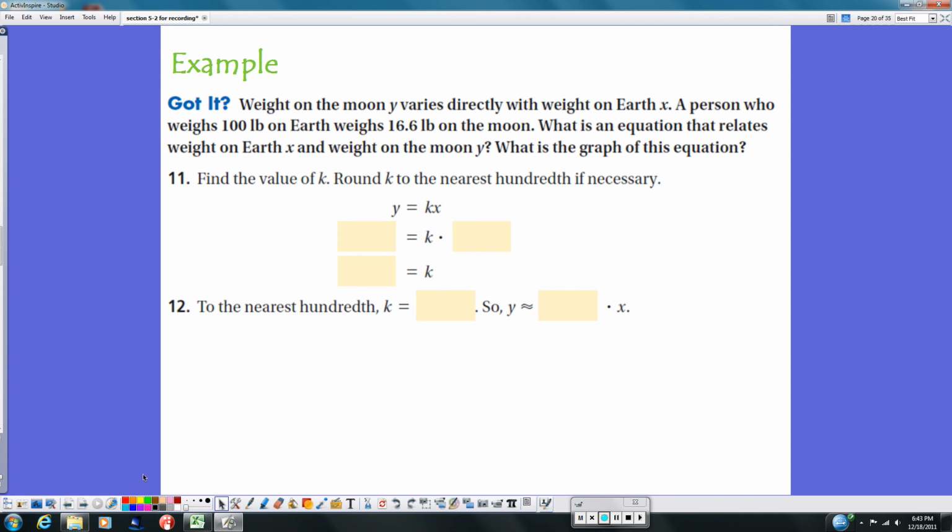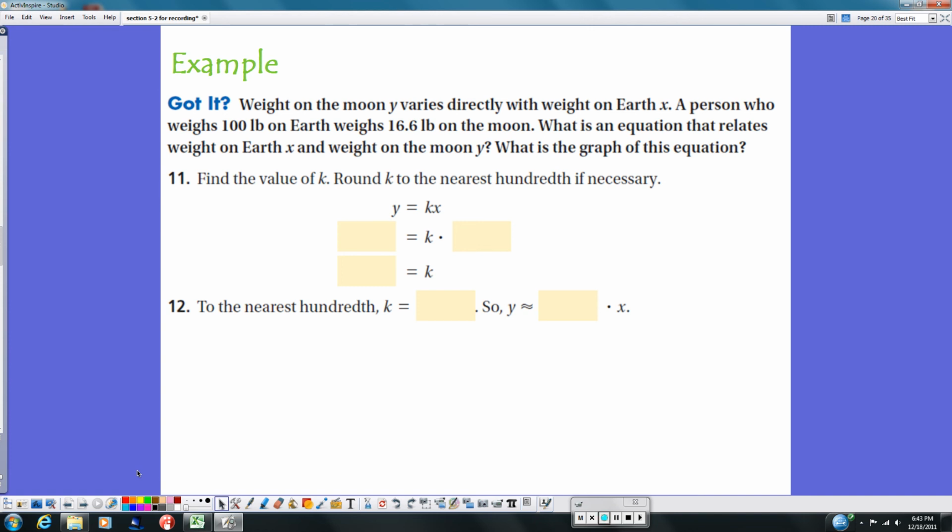So let's take a look at some application problems with direct variation. It says weight on the moon y varies directly with weight on Earth x. A person who weighs 100 pounds on Earth weighs 16.6 pounds on the moon. What is an equation that relates the weight on Earth x and the weight on the moon y? What is the graph of this equation?